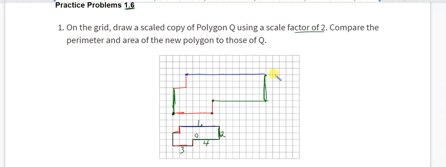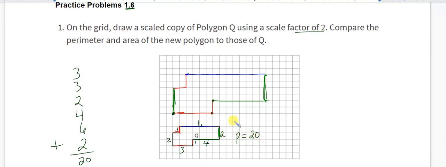Alright, so compare the perimeter. Well, the perimeter of the first one, if we look at it, is 6, 2, 4, 1, 3, 2, 1, and 1. So we add all that together, we get 3 from the 1s, plus the 3 right here, 2, 4, 6, and another 2. That's the perimeter because that's all the sides added up together. 6, 8, 12, 18, 20. So we go around 20. So the perimeter of this one is 20.